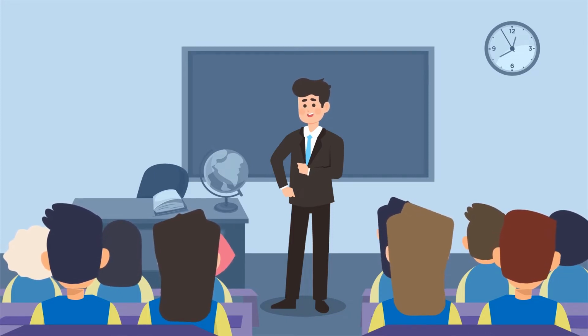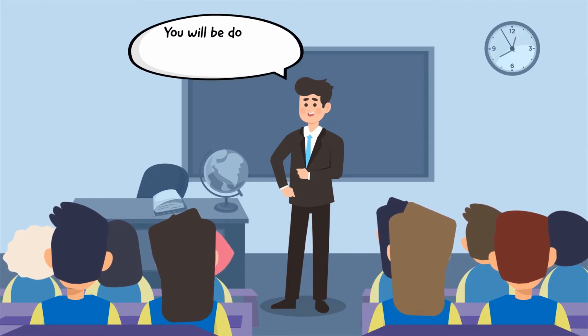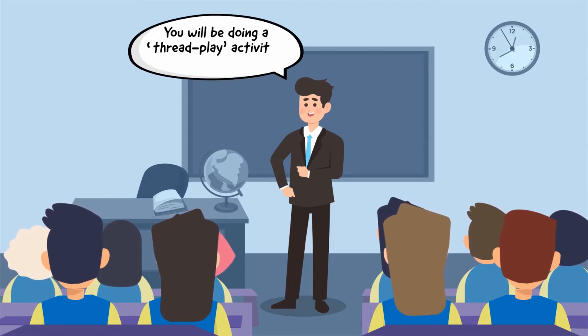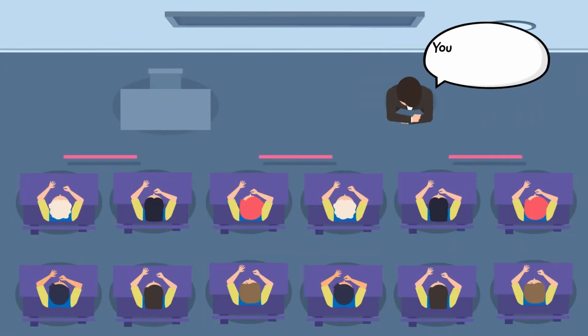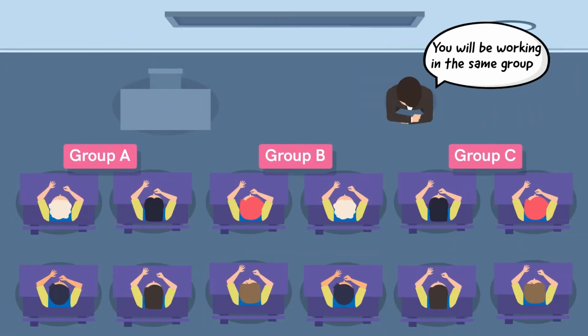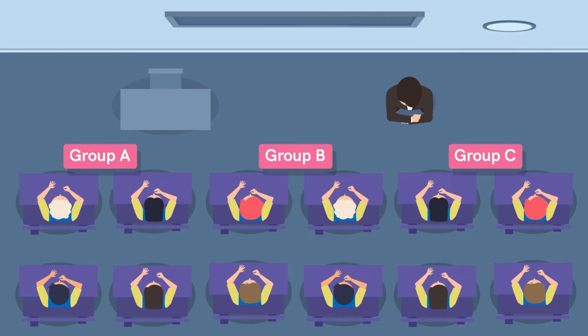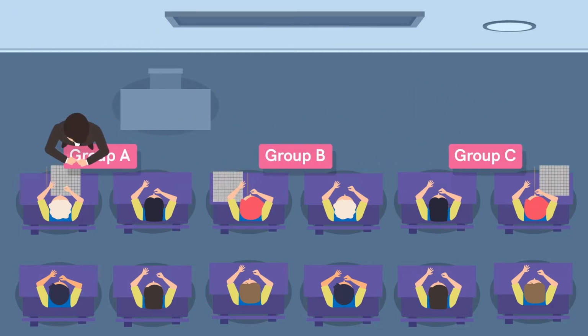Start by informing the students that now they will be doing a thread play activity in the class to lead to measurement. Ask the students to work in the same groups. Working in groups will aid in inculcating the value of cooperation among students. Provide each group with a 16 cm long thread and a 10 by 10 grid.